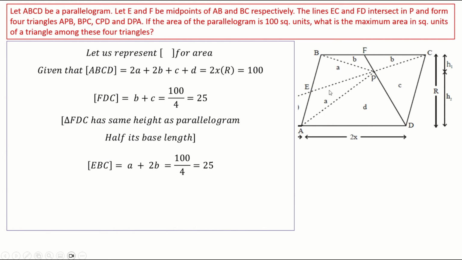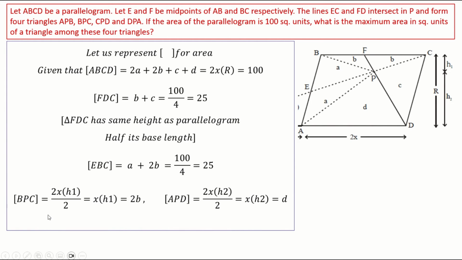EBC. Okay. This is also basically the same way. It is 25. Half of the base of the parallelogram and the height is the same basically. Okay. So BPC equals 2x into h1 by 2. Correct. Base is same. BC is same as AD. So 2x into height h1 by 2, half into height into base. So this is nothing but x h1, which is equal to 2b.